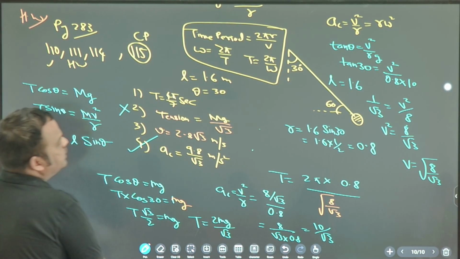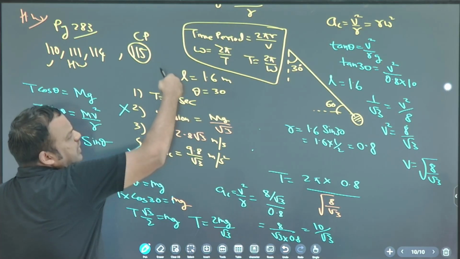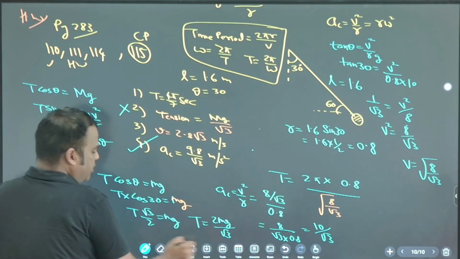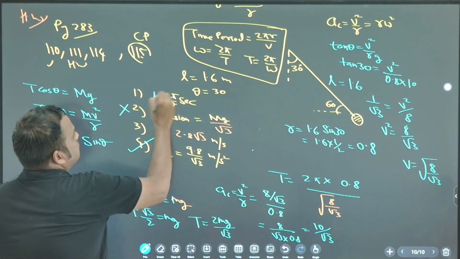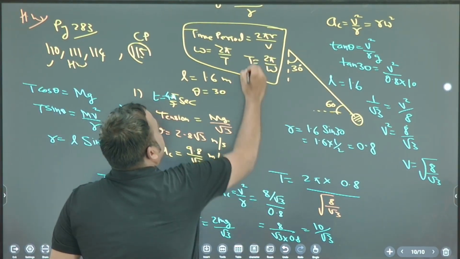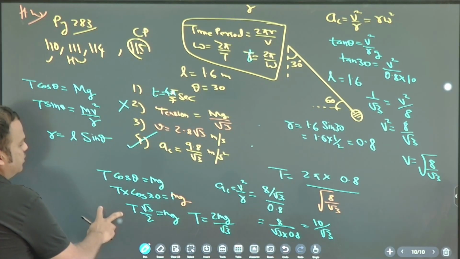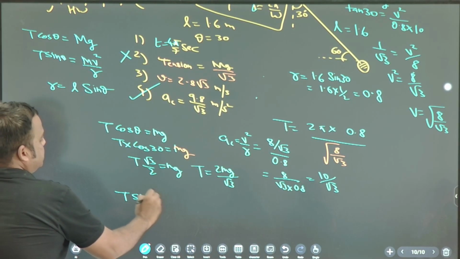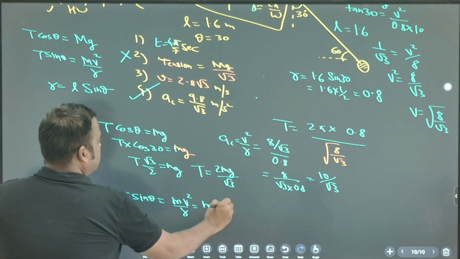Now how to calculate tension? Oh, sorry, time period, how to calculate? Let's write small t. Time period is small t. What is the formula for time period? 2 pi by omega. So T sine theta is equal to mv square by r. We can write m r omega square.